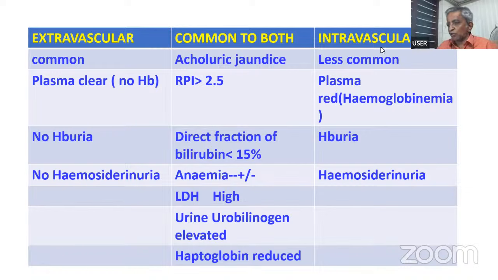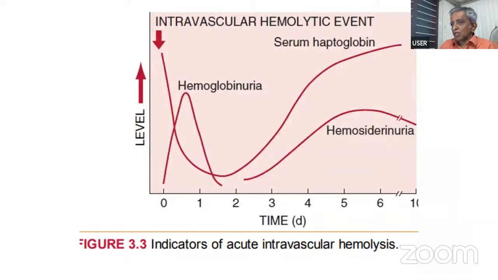The significance of hemosideruria will come to later. These are the differences between intravascular and extravascular type hemolysis. Now you look at this chart. This is an intravascular hemolytic event. You will find the serum hemoglobin drops.